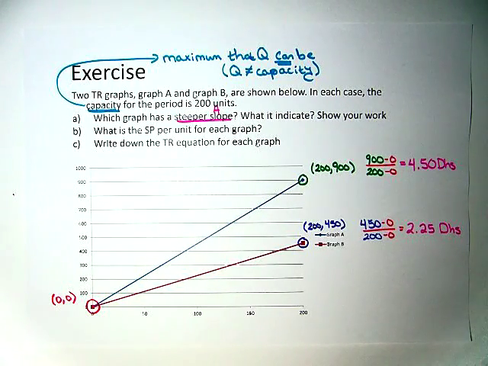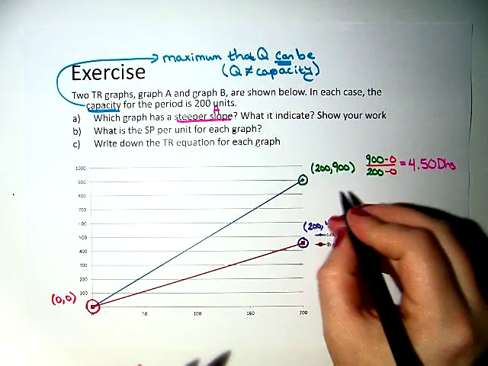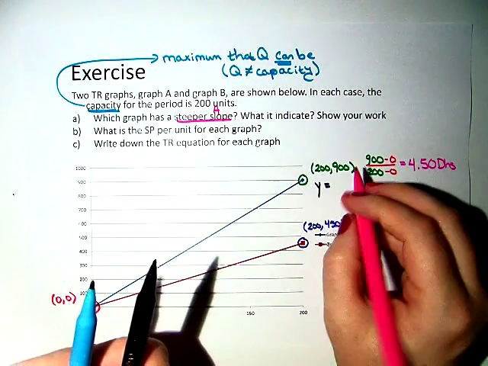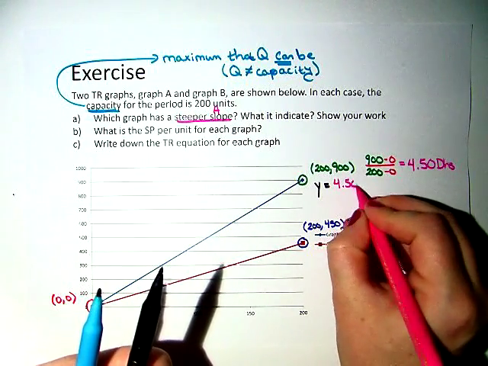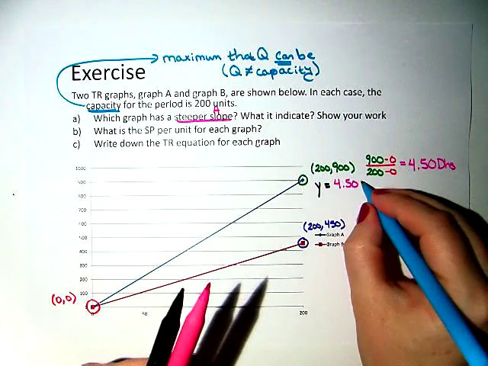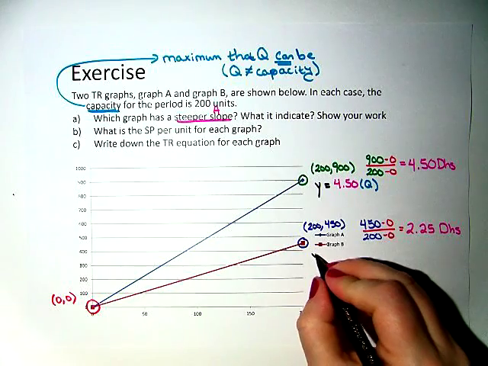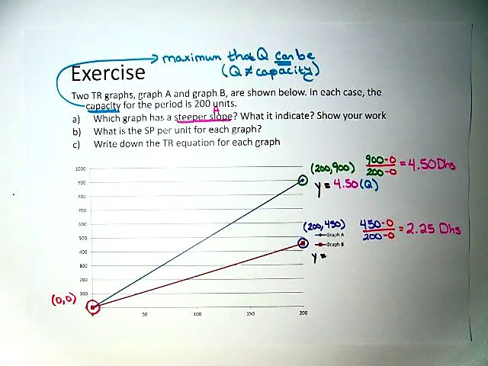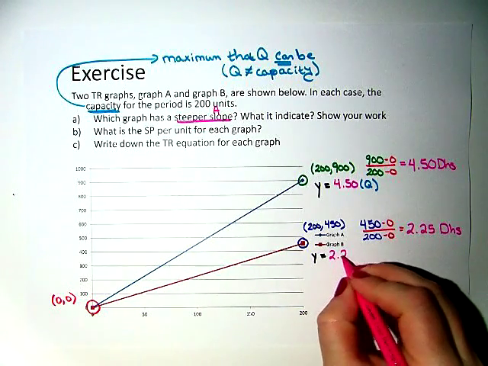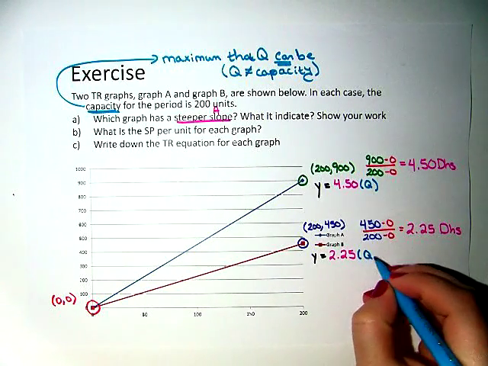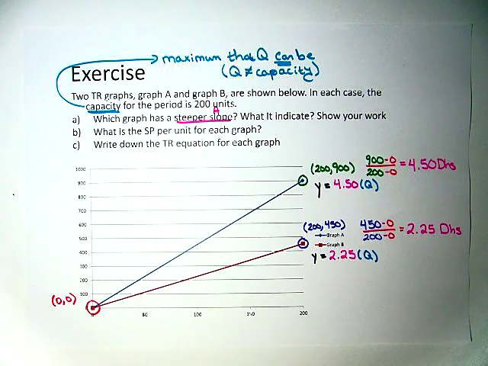Write down the TR equation for each graph. Okay, so for this TR equation, we're looking at y equals 4.50 times my quantity. And for this equation, we're looking at y equals 2.25 times my quantity. And this is how you practice with these TR graphs.